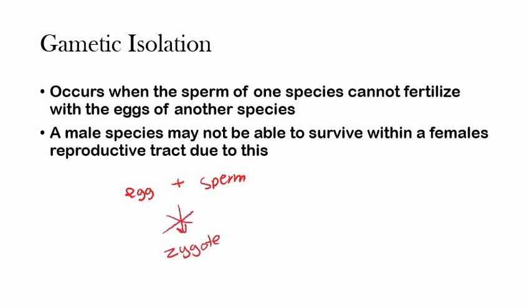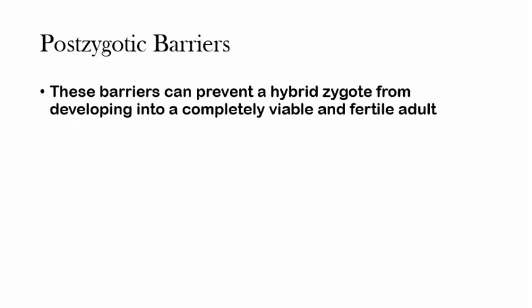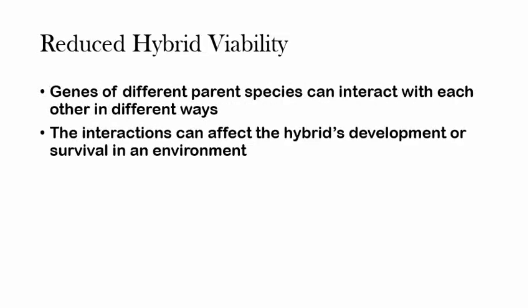Okay. So those are prezygotic barriers. Now let's talk about postzygotic barriers. So again, postzygotic barriers are when the hybrid is created, the female actually gives birth to the hybrid, but then the hybrid has issues. Okay. So the first is reduced hybrid viability.